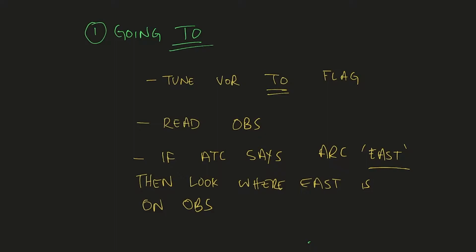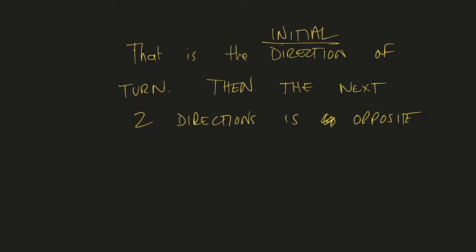If you're going to the VOR, you'll first want to tune the VOR and make sure the flag is set to TO. You read the OBS, and if ATC says, for example, arc east, look at where east is on the OBS, and that is the initial direction of the turn. For example, if east is to the right of your OBS needle, you would turn to the right first. Then the next two directions that you're going to take care of are opposite.